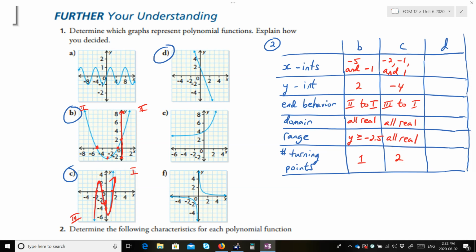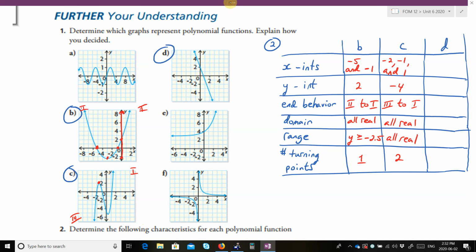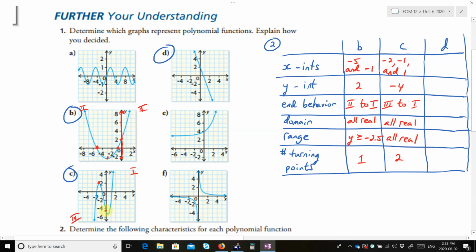Okay, I notice in the answer key we got the x-intercepts right. They're saying -5 for the y-intercept. Let's go check this y-intercept. Okay. It's kind of hard to see, but yeah, it's saying right, oh no, right here.